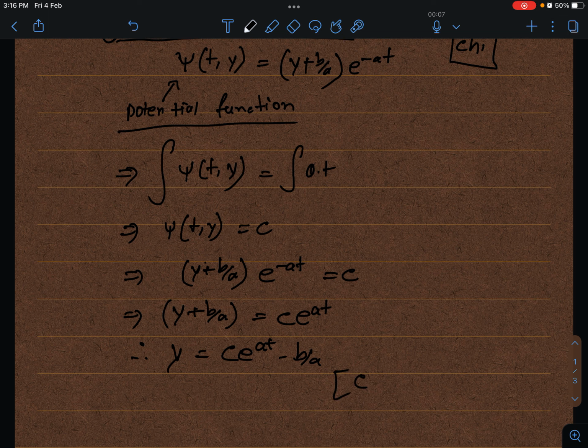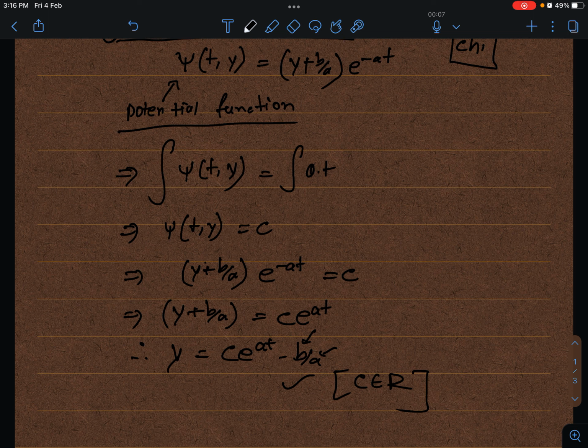So this is the solution, and c might have any value from the real numbers. This is also a theorem. The theorem is for the integrating factor method for linear differential equations: for any b and a, the solution would be this.